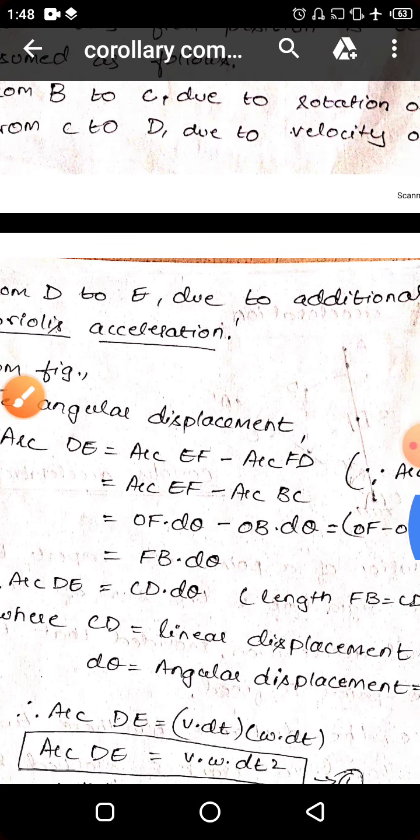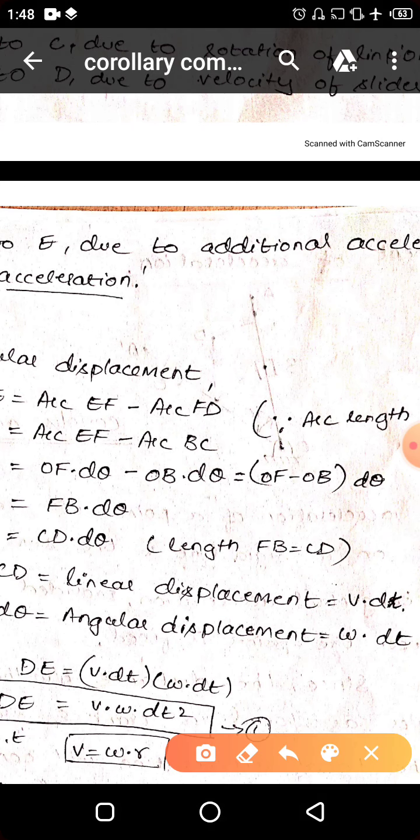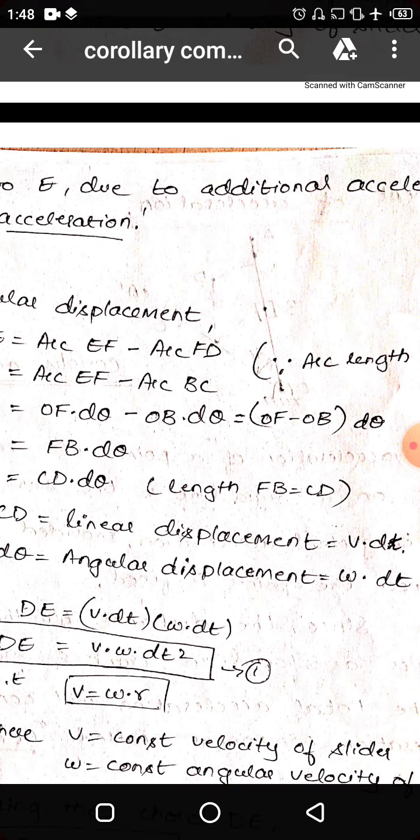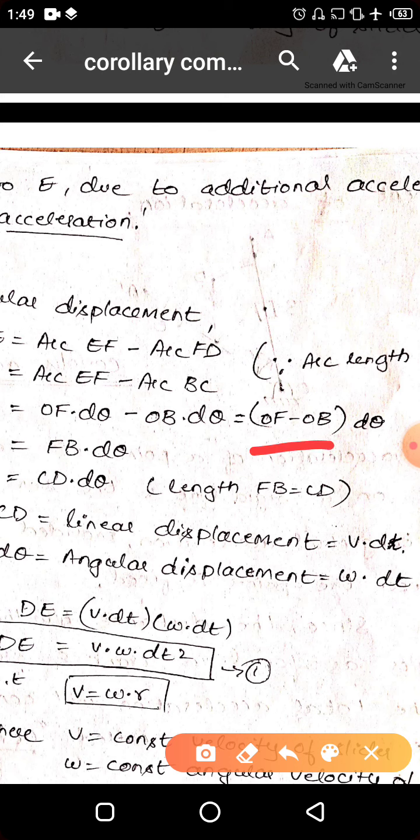Now similarly for the link BC, I will be taking the length of this particular BC and multiplying it by the angular displacement d theta, so that we will have the arc length as OF into d theta and this arc length BC as OB into d theta. Now from these two we have d theta as common, and from the figure I will be taking OF minus OB. Now this length OF minus OB, subtracting the length OB from OF, I will have FB.